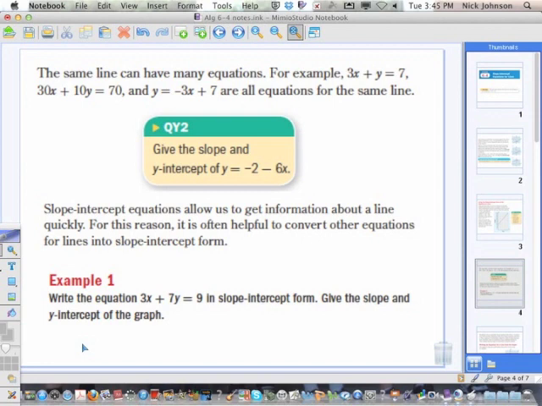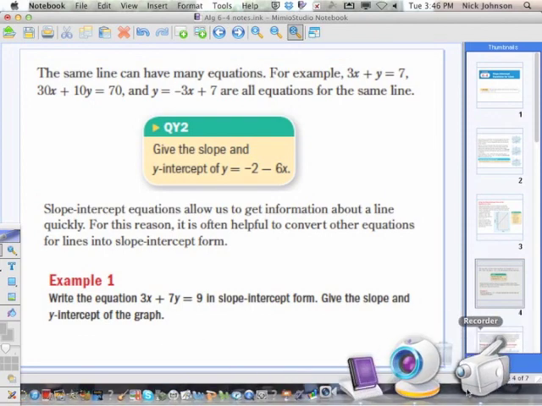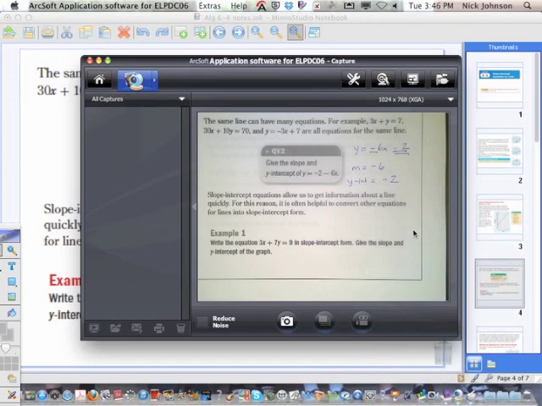Slope-intercept equations allow us to get information about a line quickly. For this reason, it is often helpful to convert other equations for lines into slope-intercept form. Example 1 says write the equation 3x + 7y = 9 in slope-intercept form. Give the slope and the y-intercept of the graph.